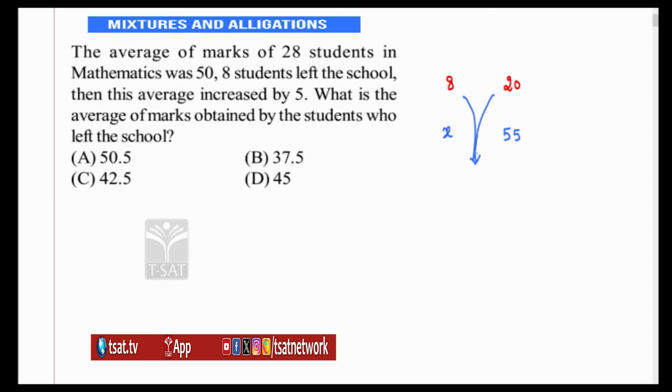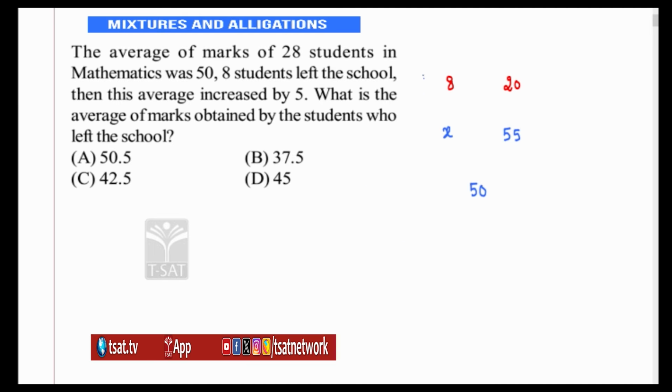28 members average is 50. So I know capital A is 50, therefore write it in between. Writing these values is a very crucial thing in alligations and mixtures. You should know where you have to put what. Here 28 you are separating by using 8 members left. But see, if 8 members left, again how many members are there? 20 members are there. Therefore if you combine them, it's going to be 28.